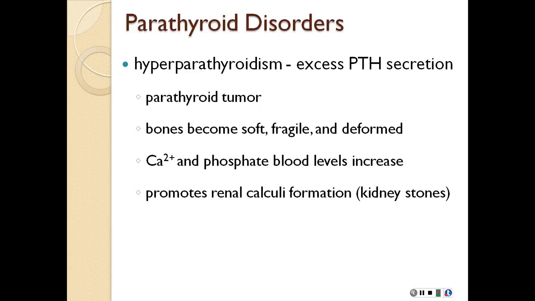And this is usually the result of a tumor. So tumors, you can have a tumor on your thyroid or parathyroid gland. And usually if there's over-secretion or under-secretion of a hormone, a lot of times the cause is going to be a tumor or some other lesion to that gland. Okay, so calcium and phosphate blood levels increase because they're being pulled from the bone, and that promotes kidney stone formation.